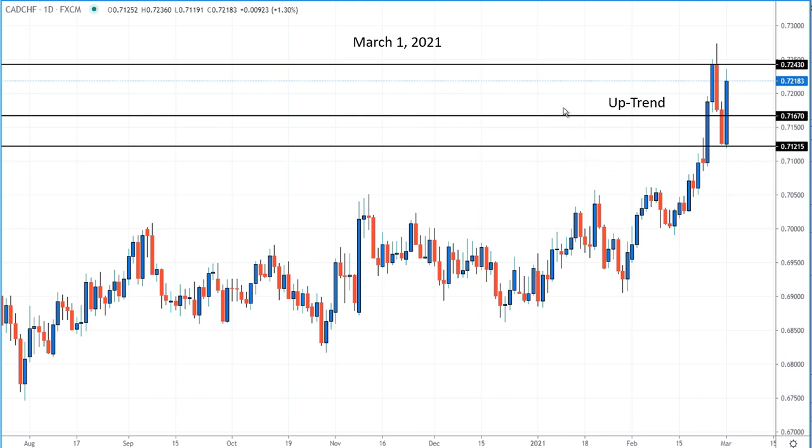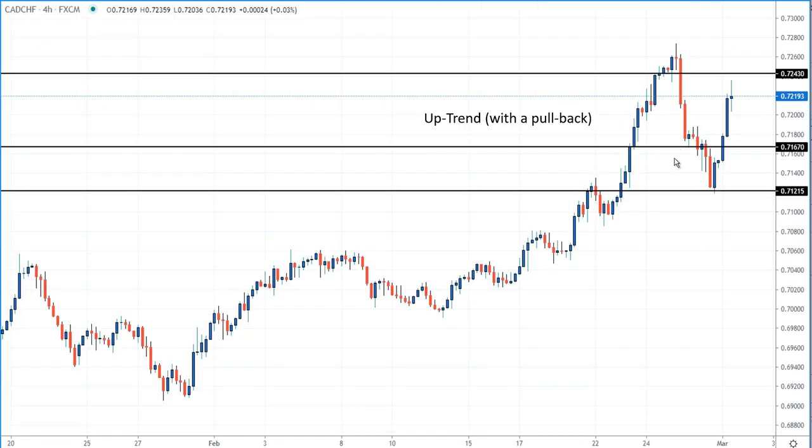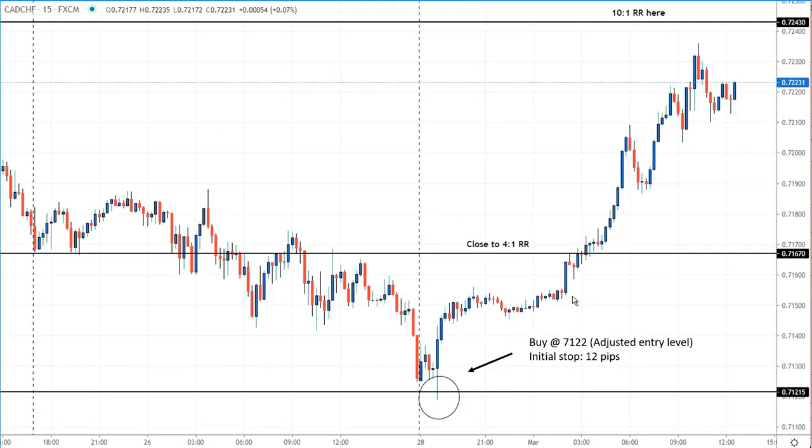So this is the Cad Yen, March the 1st. You can see here, pretty obviously an uptrend. What we have going on with a 4-hour chart, it goes up and pulls back. And so we're looking for coincidental levels, and this is a really good level down here. We have a technique for adjusting our entry levels a little bit, and this needed a 12 pip stop on this one. When it got to the first opposing level on the daily, it was a 4-to-1 reward risk. This is a 10-to-1, and it made it up to here as well. I'm not going to get into trade management. That's more of an individual thing, but I just want to show you the potential in these trades.